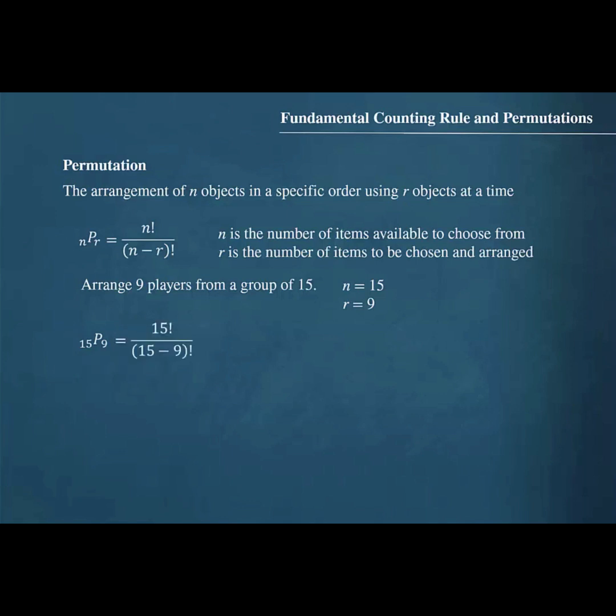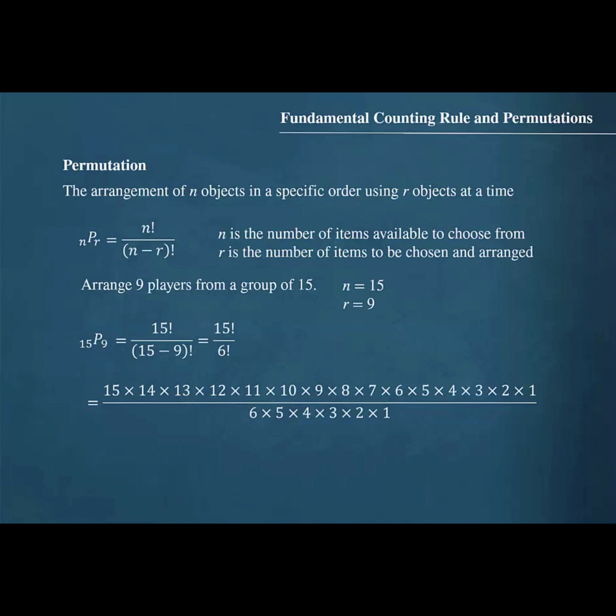15P9 is equal to 15 factorial divided by 15 minus 9 factorial, which would be equal to 15 factorial divided by 6 factorial. 15 factorial is defined as 15 times 14 times 13, and so on until you get down to 1. 6 factorial is defined as 6 times 5 times 4, and so on until we get down to 1. But the factors from 6 to 1, notice here, will cancel and leave us with the same list of factors that we found using the fundamental counting rule. And therefore, we have the same result of 1,816,214,400.